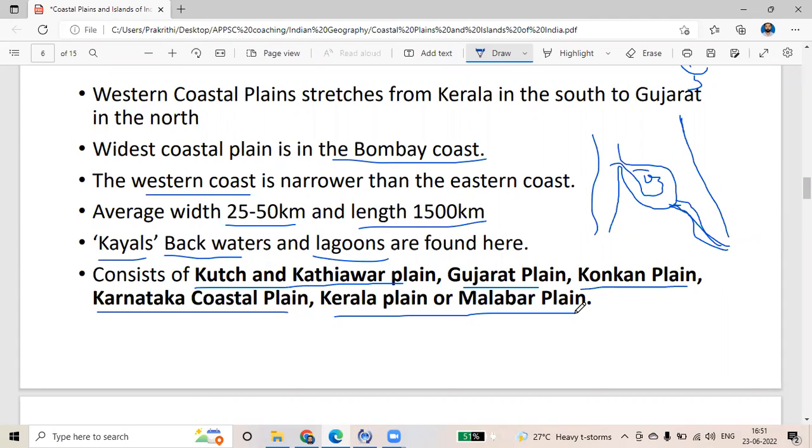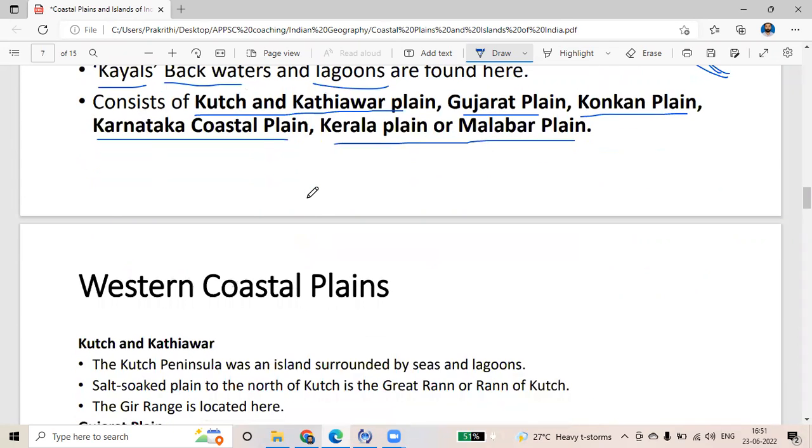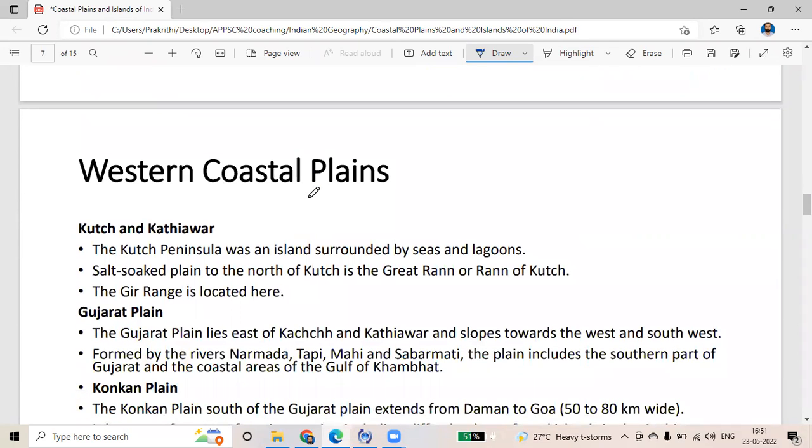Kutch, Kathiawar, Gujarat, all these three are in Gujarat state. Then the Konkan area comes in Maharashtra and some portions of Goa. Then the Karnataka plain is from Goa to Karnataka, and the Malabar coast or Kerala plain is in Kerala state. It is being distributed based on the states. So the first and northernmost coastal plain is the Kutch and the Kathiawar plain area.